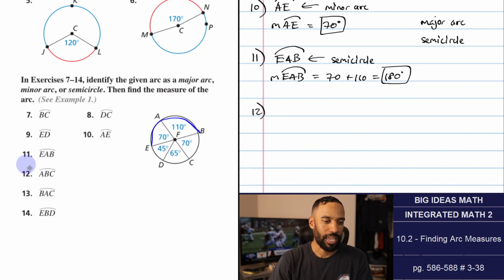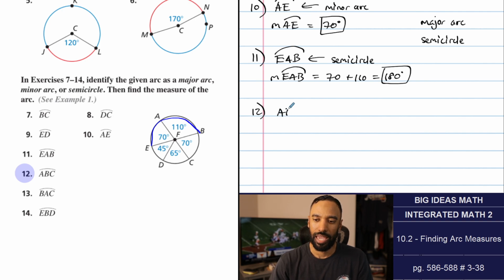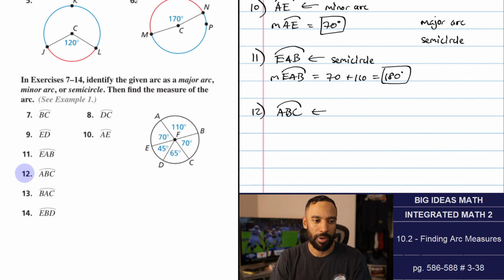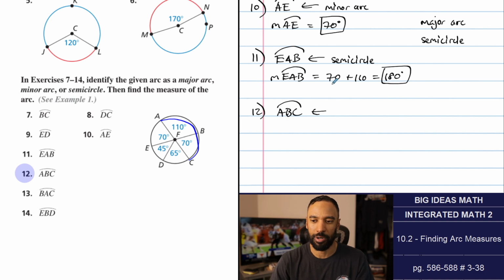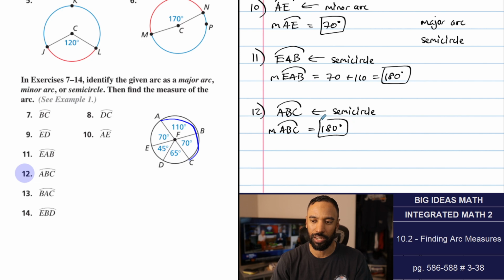Number 12, arc ABC. From A to B to C is also another semicircle. Maybe the last two are major arcs then. A to C is a diameter. So this is, just like the last one, a semicircle. I thought these questions would go faster. And measure of arc ABC is therefore 180 degrees. No work really needed on that.